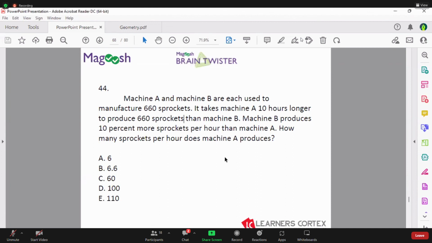Sir, is the answer 6.6? How many rockets? 6.6, I think, is for B. Sir, I think it's 6. Yeah, I think 6.6 is for B. Oh, okay. Yeah. Would anyone like to explain?